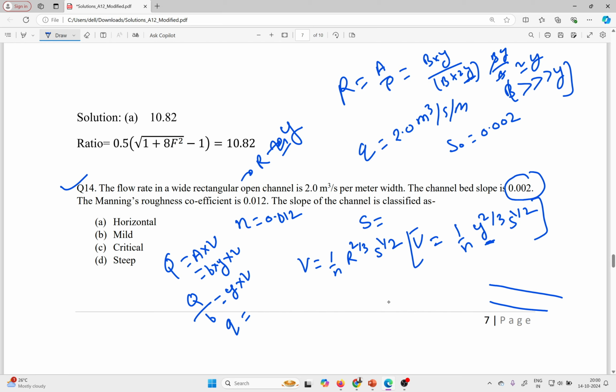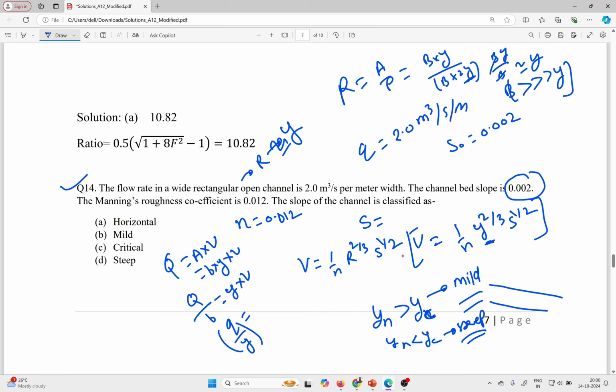How will you identify it? If the normal depth yn is greater than yc, the critical depth, this condition will be mild. If yn is less than yc, this will be steep. So like that. You need to calculate first the normal depth, so that's why we calculate the normal flow using Manning's equation. So from here you can very easily calculate using Manning's. So your velocity is equal to what?